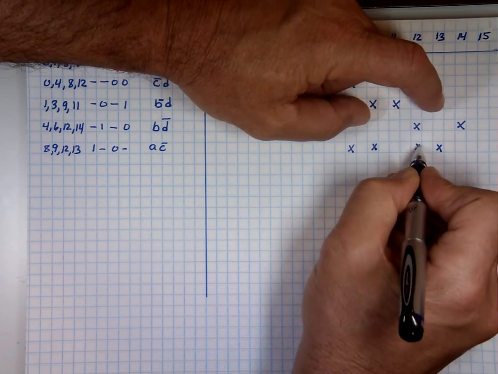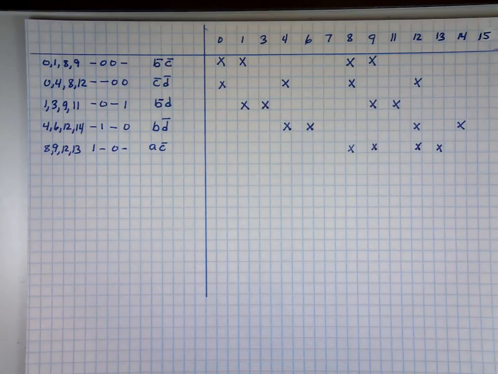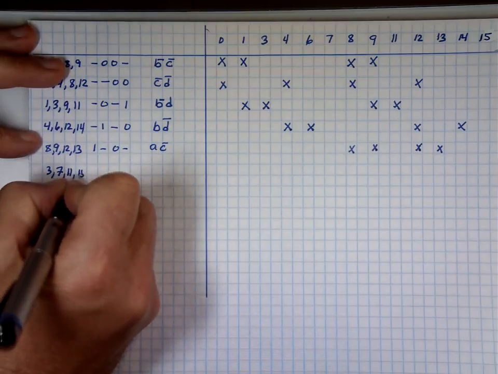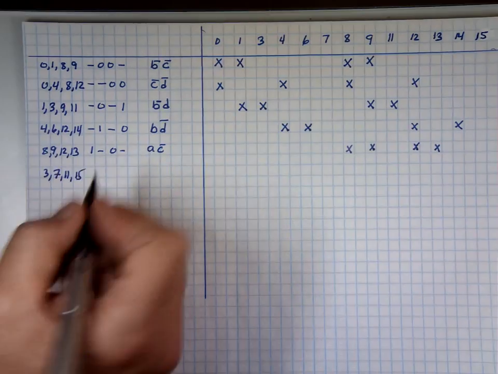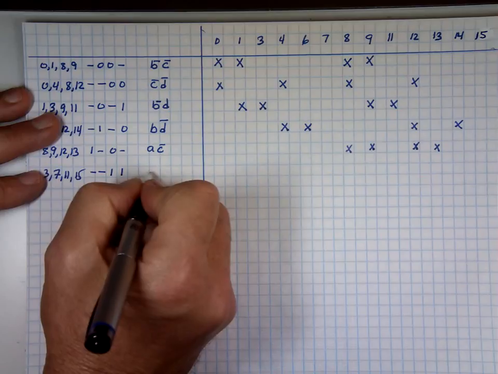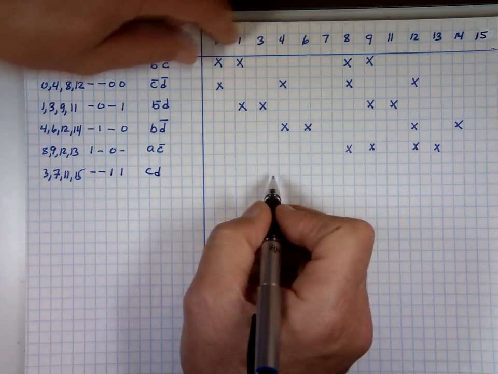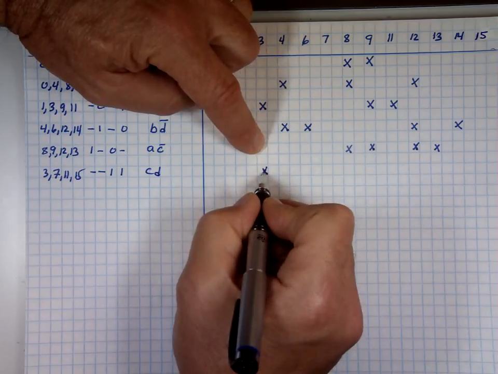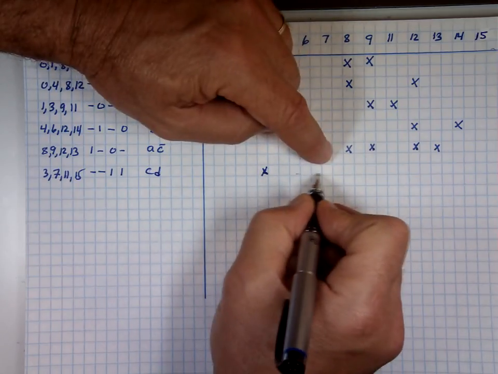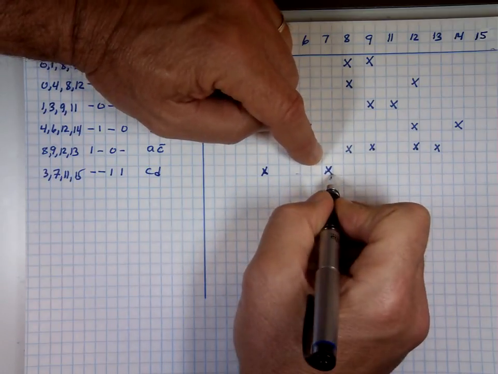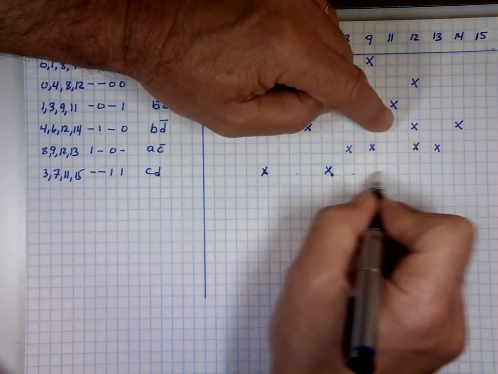Four more. 3, 7, 11, 15. And that's dash, dash, 1, 1. C D. That covers 3, 7, 11, and 15.